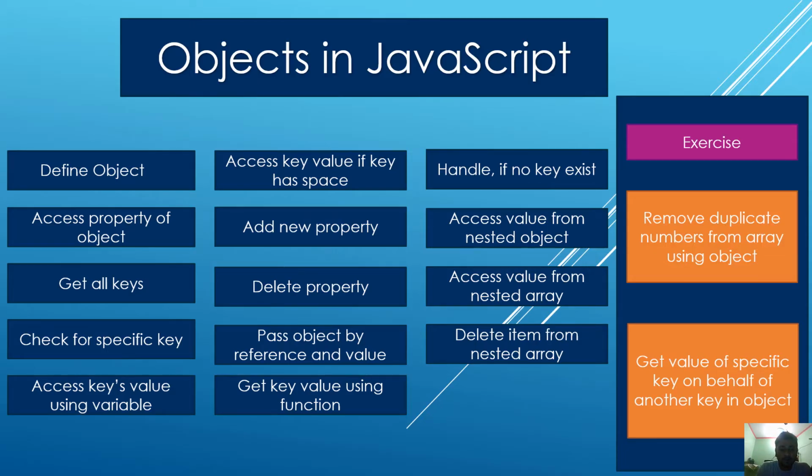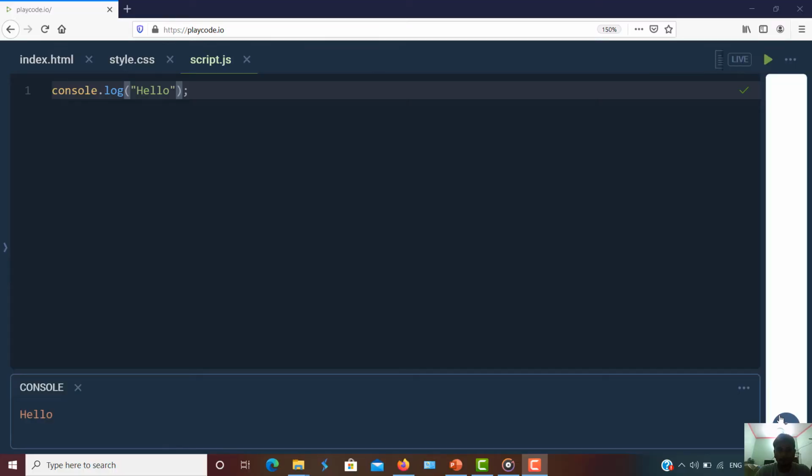So I'll cover both exercises. Let's move to the coding part. Here I opened playcode.io, and there I wrote a simple message, console.log hello, and by using this play button I can run my program. So let's start by defining an object. This is how we can define an object.